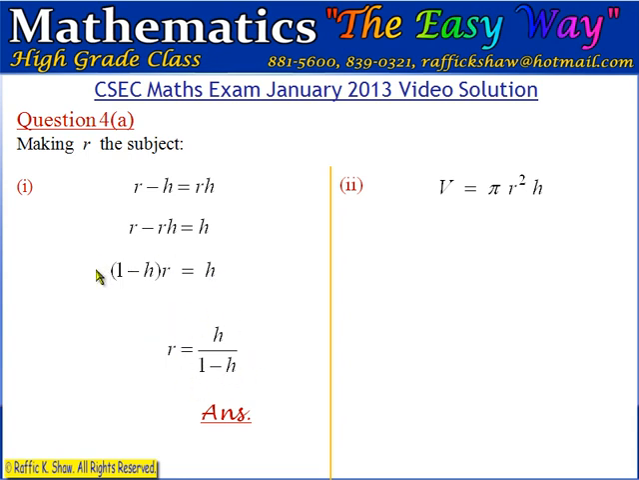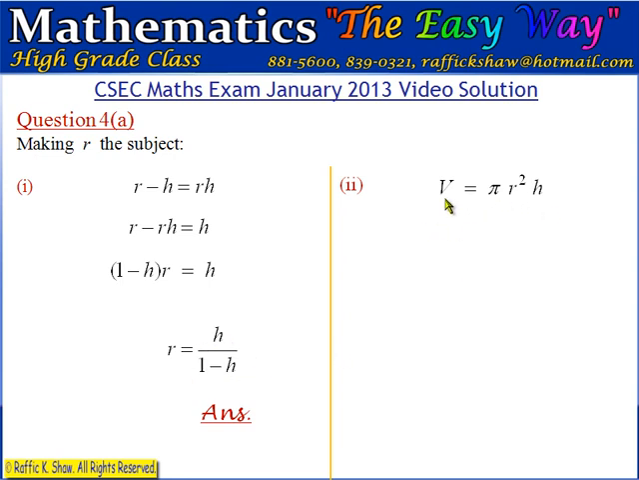R is the subject. And again, the shortcut way of doing this transposition is to say we divide this 1 minus H under the H here, right? And so R equals H divided by 1 minus H. In any case, this is the result: R is equal to H divided by 1 minus H.